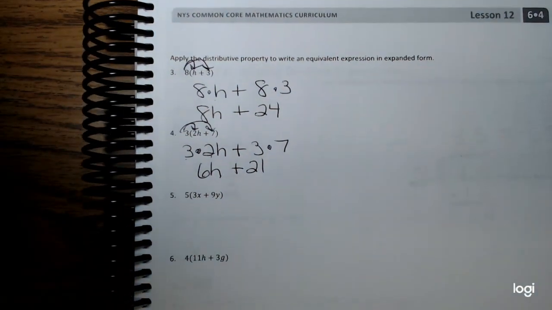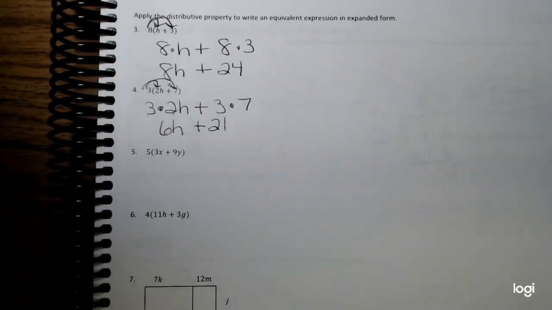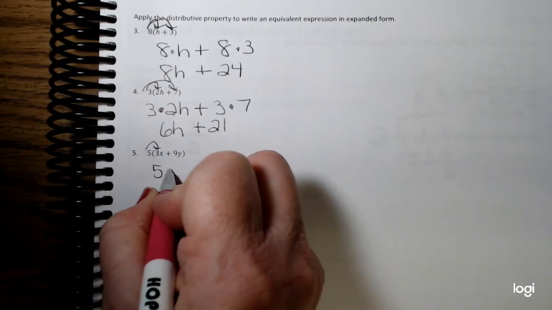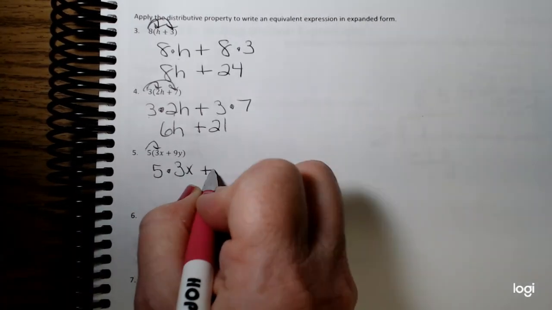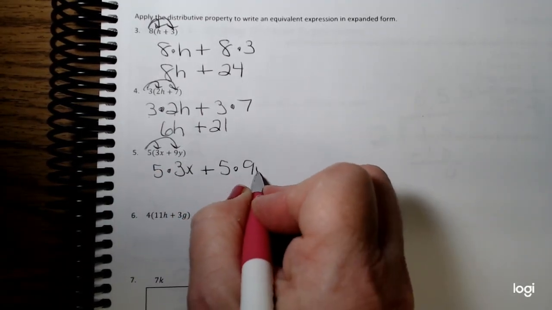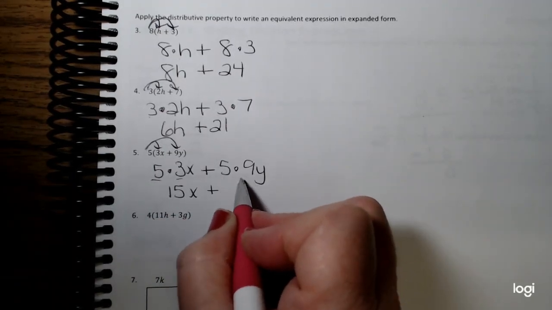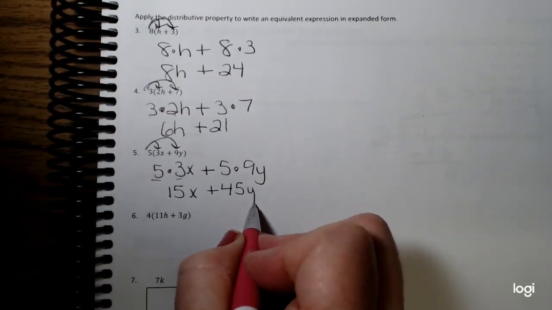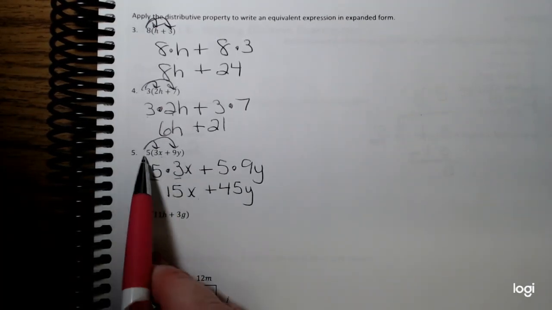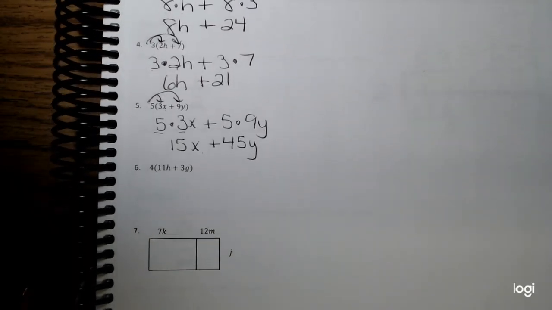All right, try the next one on your own. I will work quietly, and when you're ready, look up on my screen. All right, see how you did. 5 times 3x is 15x. 5 times 9y is 45y. All right, last one we're going to do.